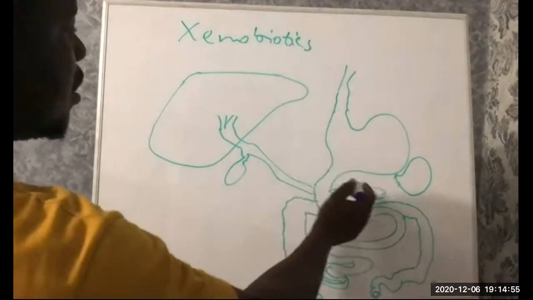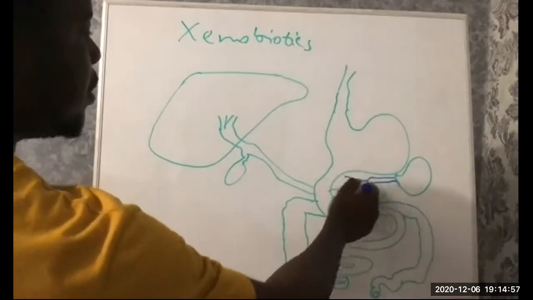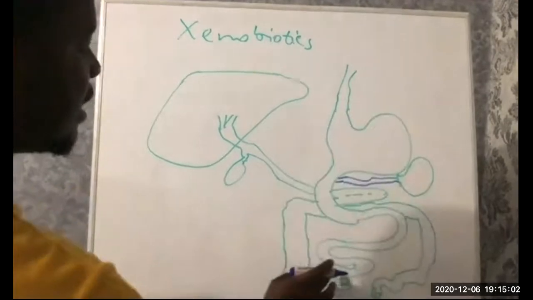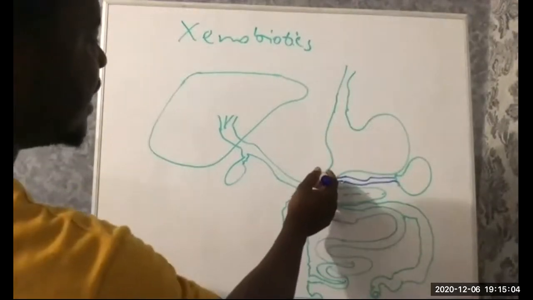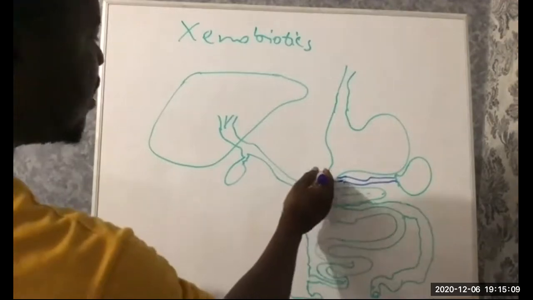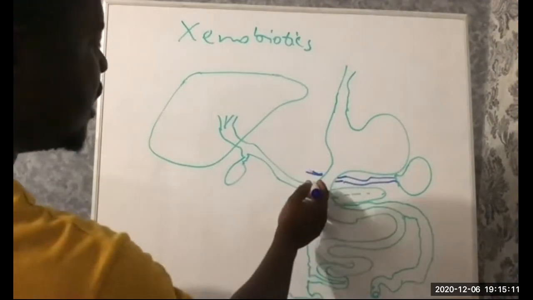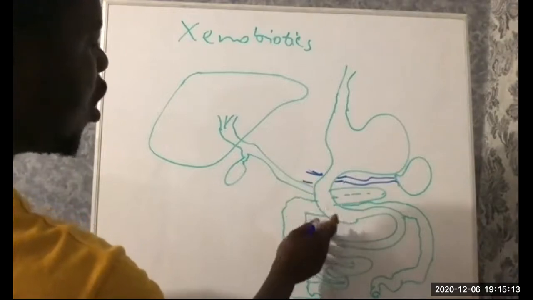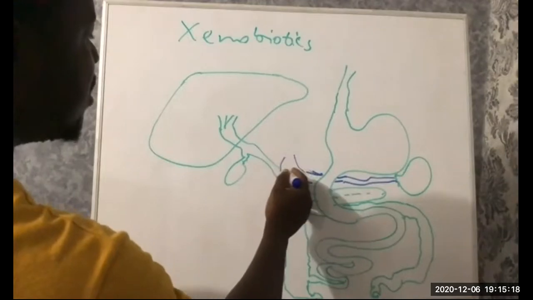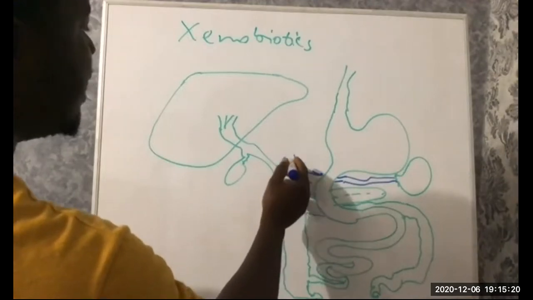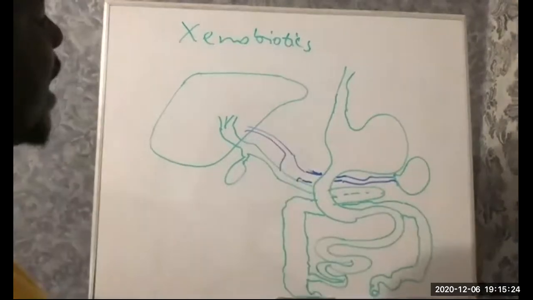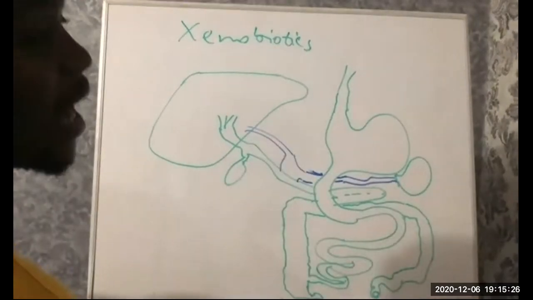draining the spleen and the GIT. Once they drain everything, all the veins will come together to form a bigger vein, which we call the portal vein. Now the portal vein sends that blood into the liver.